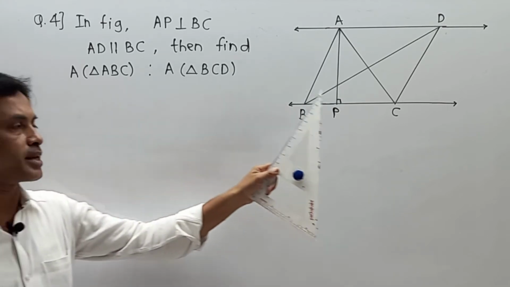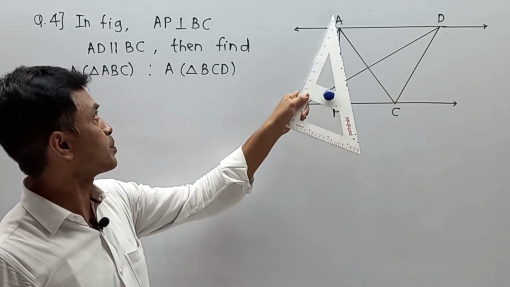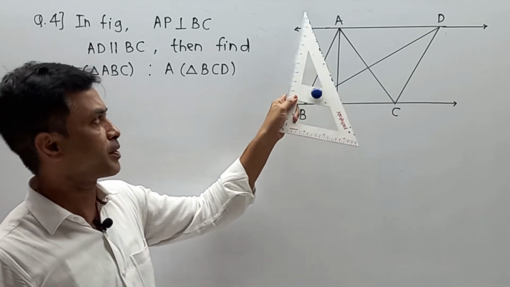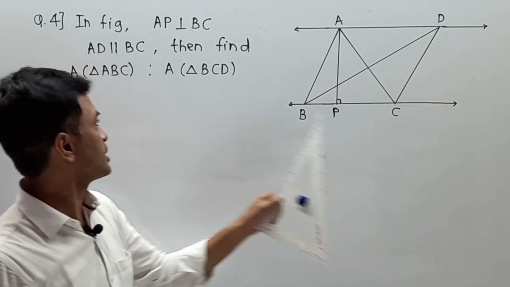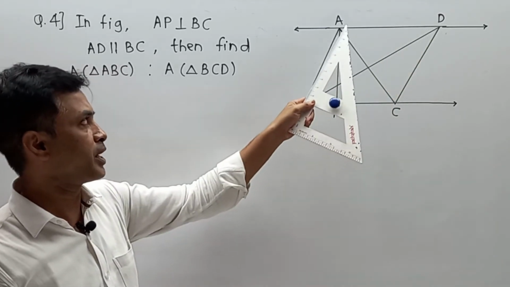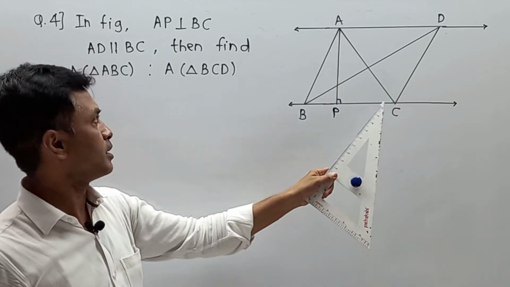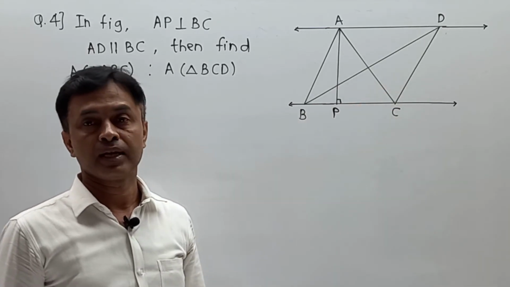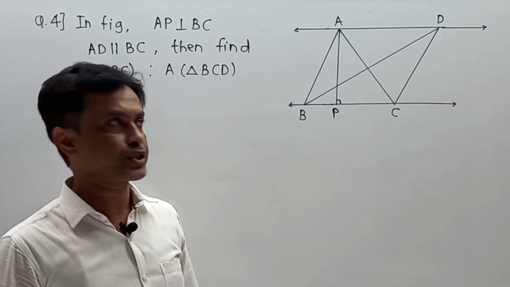Now try to understand the same part from the diagram point of view. Here they have given first that AP is perpendicular to BC. Second, they have given AD parallel to BC. Then find the ratio of area of triangle ABC to area of triangle BCD. Now student, remember one part that they have mentioned over here, and that is a logic.